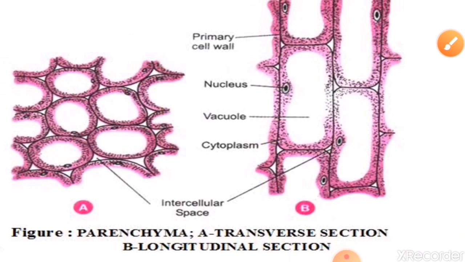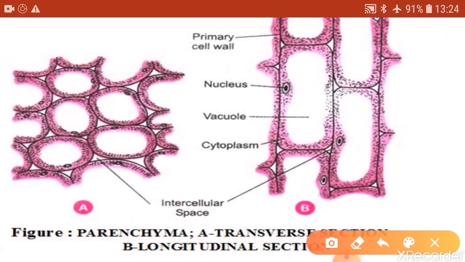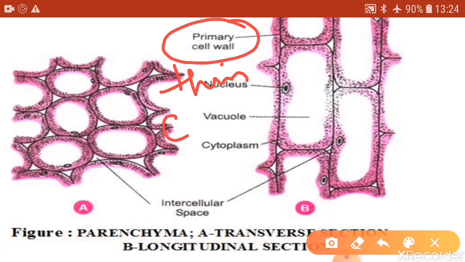Now, another important feature of parenchyma is that it is a living tissue. Why living? Because all the cells of parenchyma are living cells. So as the cells are living, the tissue is a living tissue. These parenchymatous cells have a cell wall which is extremely thin. The cell wall is very thin and is mainly made up of cellulose.